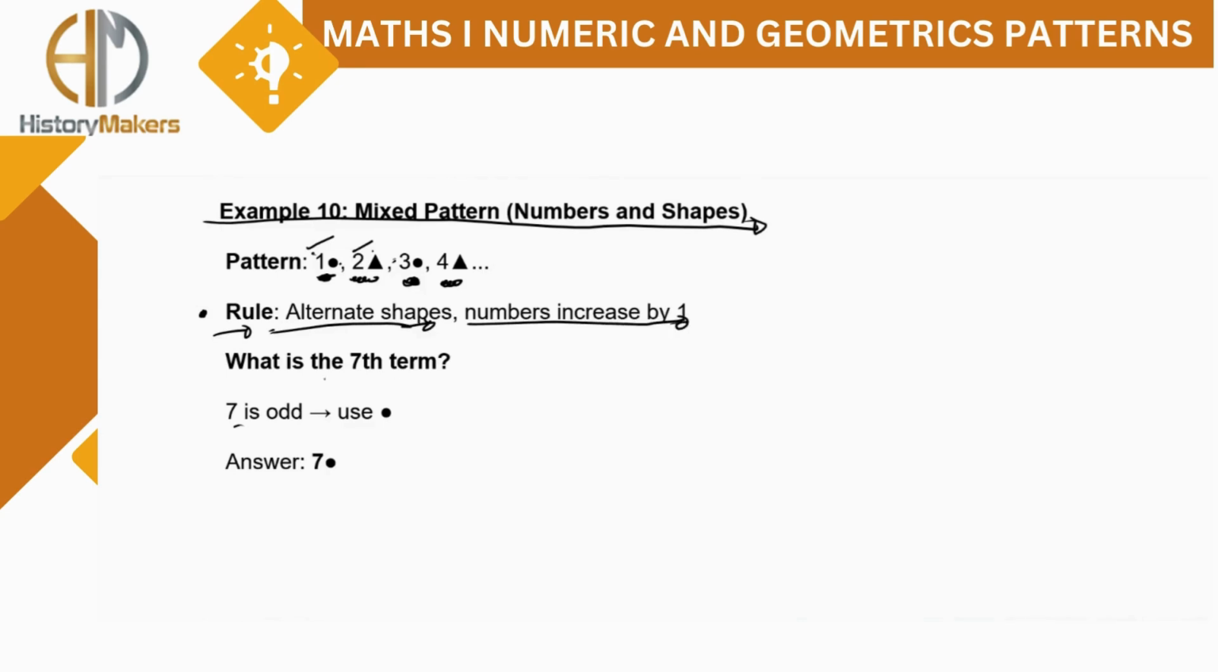They asked us to find the 7th term, and since 7 is odd, we can say it has a circle. If they asked us to find the 8th term, it will be like this, because we notice that our even numbers have triangles with them.